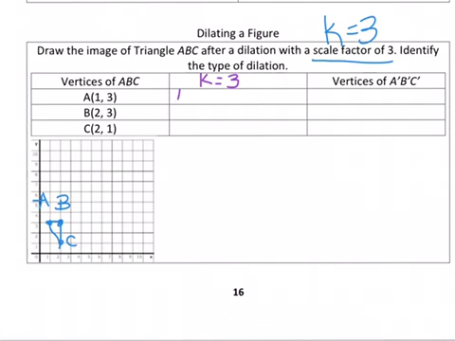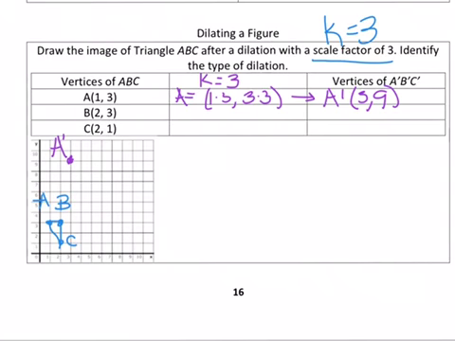So let's look at A. For A, we have 1 times 3, and then we do 3 times 3. And that's it. You just multiply every number by 3. So when we draw the image, A prime, we're going to have the numbers 3, 9, because 1 times 3 is 3 and 3 times 3 is 9. I'm going to go ahead and plot that point so that we have that ready. So we go over 3, up 9. So I plot that and I write that as A prime.